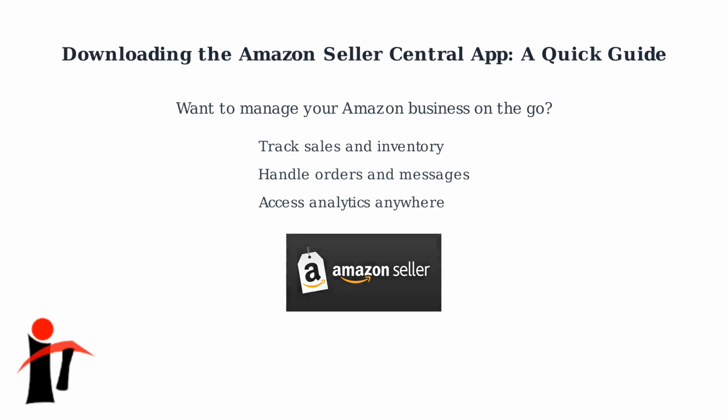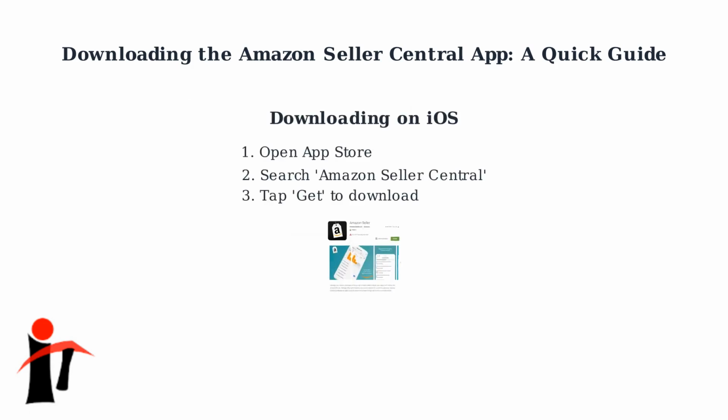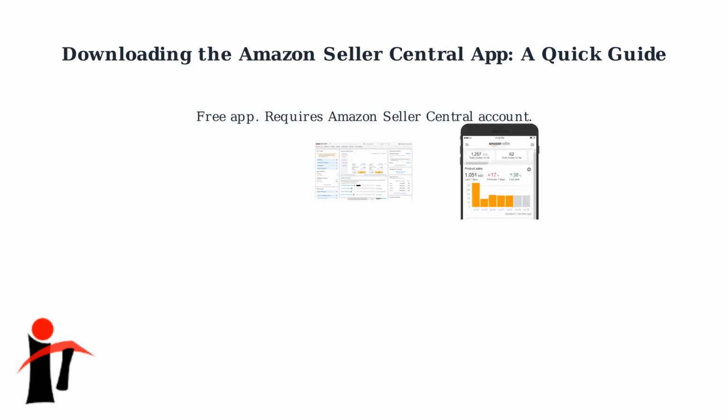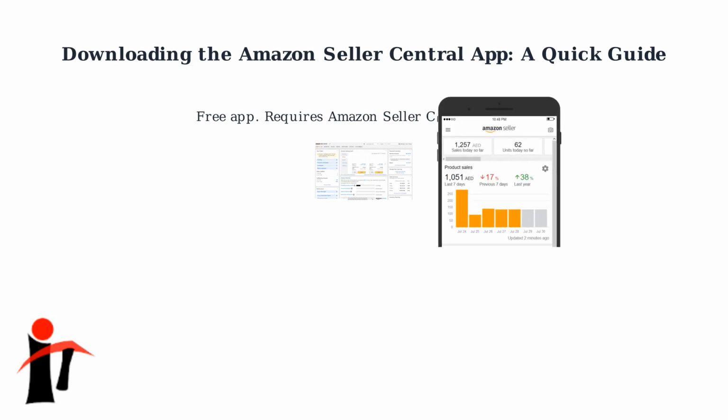from anywhere. To download on iOS devices like iPhone or iPad, open the App Store, search for Amazon Seller Central, and tap Get to Download. For Android devices, open the Google Play Store, search for Amazon Seller Central, and tap Install. The app is free and requires an existing Amazon Seller Central account. Once installed, you'll have access to your dashboard and sales data on the go.